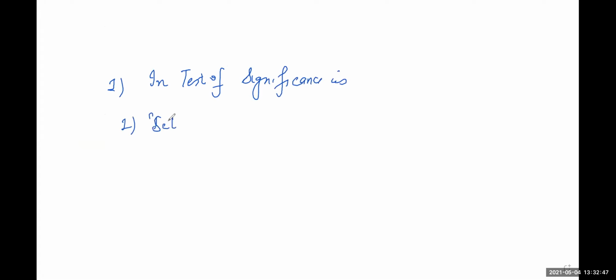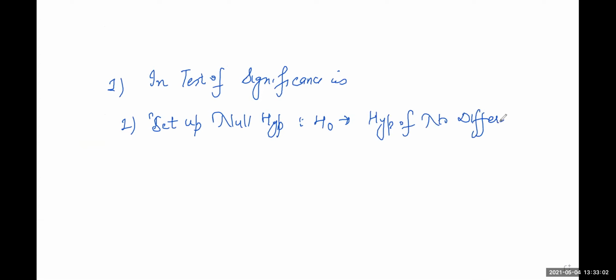So the first step in test of significance is to set up the null hypothesis. It is denoted by H naught. It is the hypothesis of no difference. For example, it is the statement about the population parameter. अब मैं मान लूं, for example, if I will set mu is equal to 30.